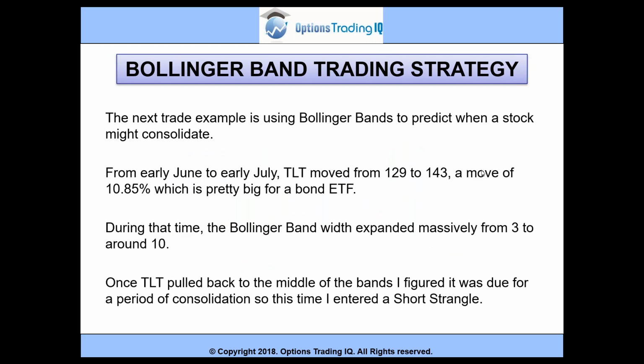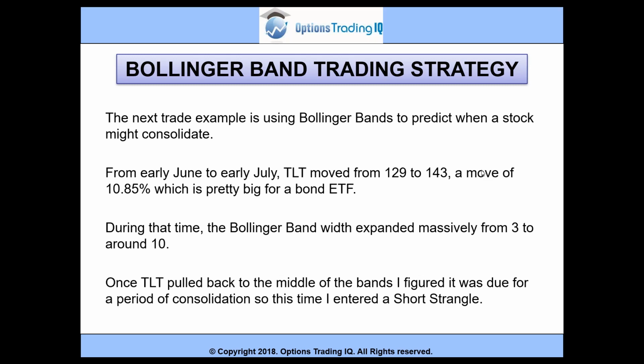The next trade example is using Bollinger Bands to predict when a stock might consolidate. From early June to early July, TLT moved from 129 to 143, a move of 10.85%, which is pretty big for a bond ETF. This thing doesn't tend to move around that much. During that time, the Bollinger Band width expanded massively from 3 to around 10. Once TLT pulled back to the middle of the bands, I figured it was due for a period of consolidation.